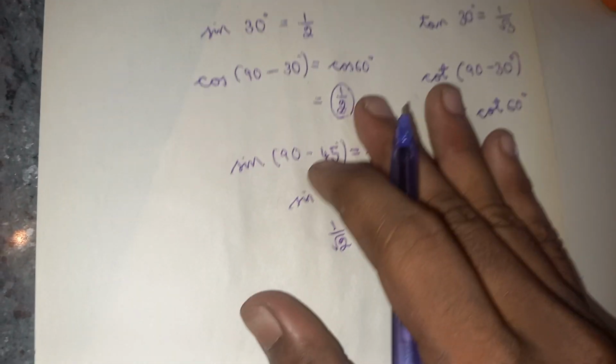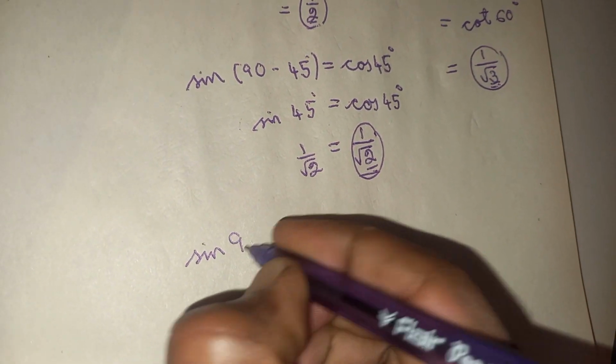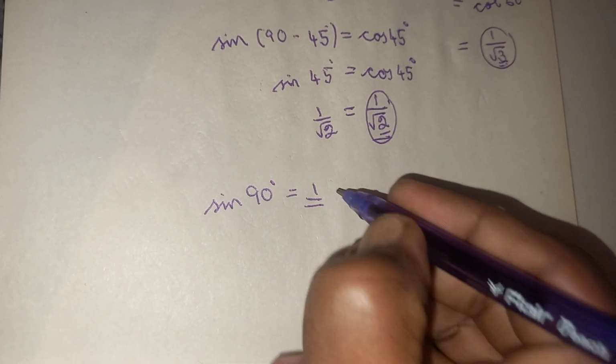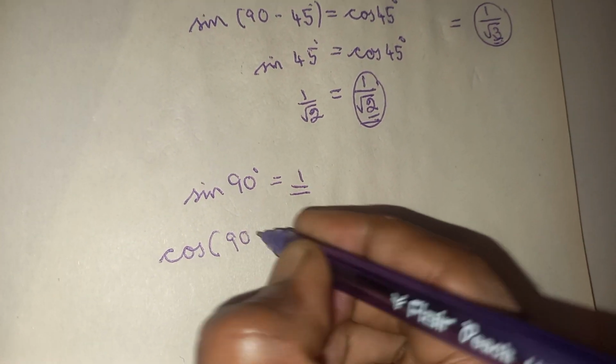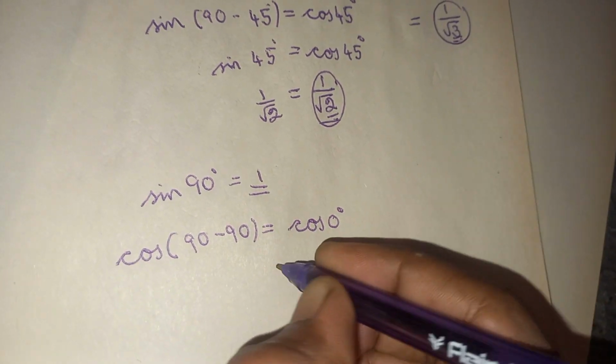Here sine itself you can find out. Sine 90 degrees will be equal to 1. You can write sine 90 degrees using the complementary cos. If you want to write cos with the same value, write it as cos of 90 minus 90 degrees. 90 minus 90 is cos 0 degrees. This cos 0 degrees is also equal to 1.